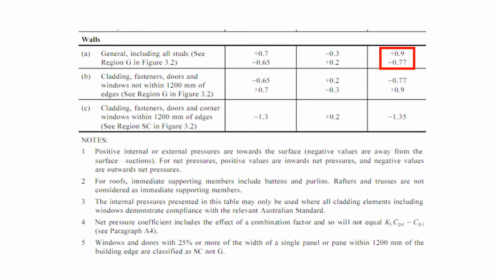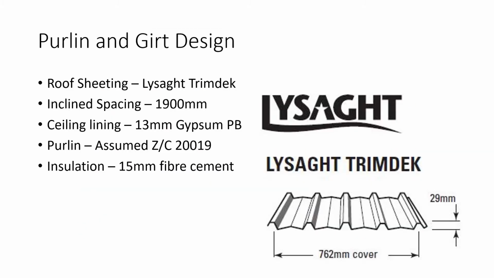The net pressure coefficients were then found for the walls as shown, and suction and pressure were calculated for serviceability limit state and ultimate limit state. After this had been completed, we were able to design our purlins and girts.